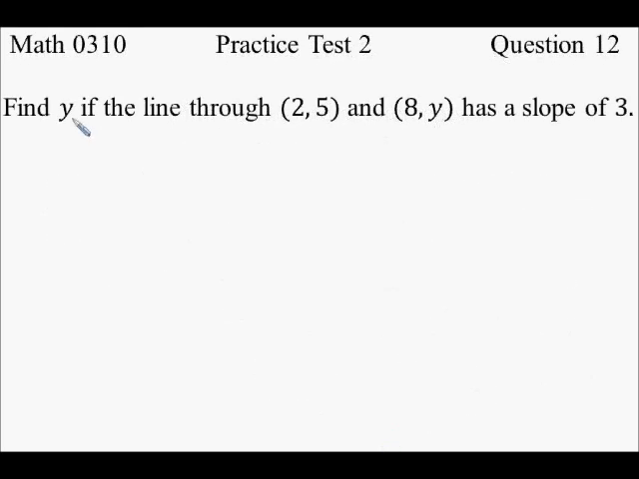Question 12, find y if the line through 2 comma 5 and 8 comma y has a slope of 3. So we have 2 points here and a slope we're referring to, so we're going to be using the slope equation. m equals y2 minus y1 over x2 minus x1. Alright, and so here we want to determine what these are here. So this is the first point we're given, so this is x1, this is y1. Second point we're given, so this is x2 and this is y2.